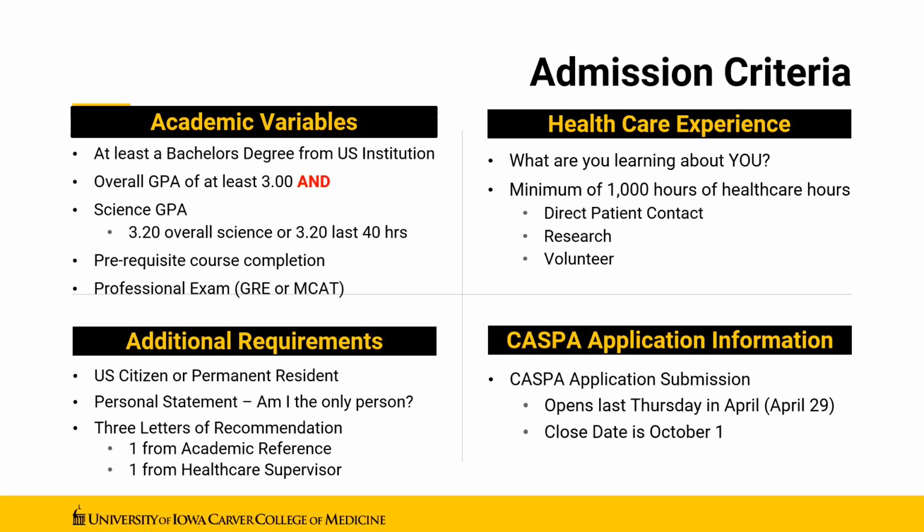And then there's just a little information about the application deadline. It opens in April. Our close date is October 1st. If you are looking to go into a PA program directly from undergrad, you are applying at the end of your junior year, over the summer going into your senior year of undergrad, because admissions is always a year in the future. That's something to keep in mind as you go through the process.